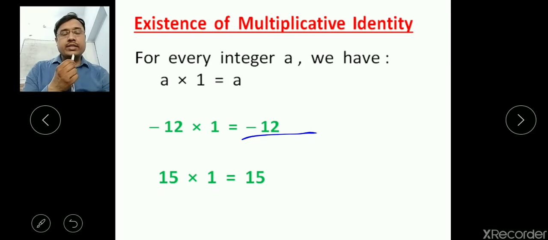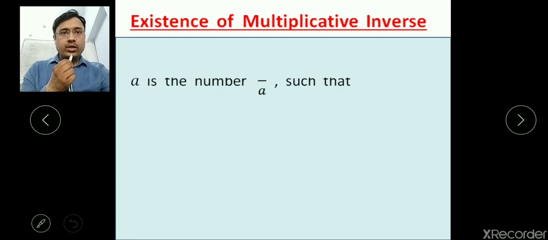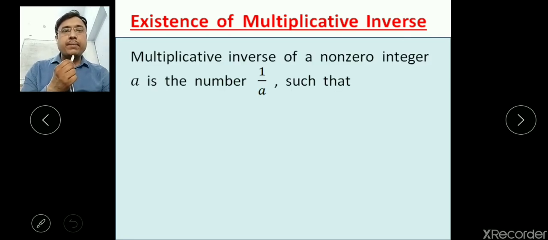So this way we can understand that 1 is the multiplicative identity of all the integers, because it is not changing the number value. Then we have the next, existence of multiplicative inverse. See, multiplicative inverse means reciprocal. So when you multiply any integer with its reciprocal, obviously the product will be 1. So here it is mentioned that the multiplicative inverse of a non-zero integer a is the number 1 by a, such that a into 1 by a is equal to 1.